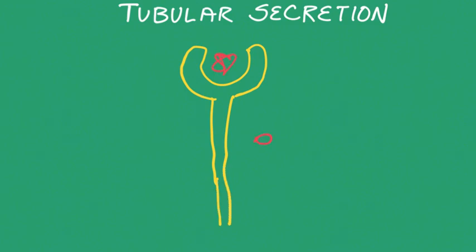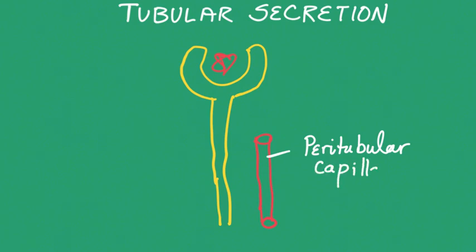So let's take a look at the capillary, which is the peritubular capillary. This is also a fenestrated capillary. The part of the renal tubule that does most of the tubular secretion is the DCT. So let's imagine that this renal tubule section is the DCT, and molecules move from the peritubular capillary to the DCT in the opposite direction as we've seen before.